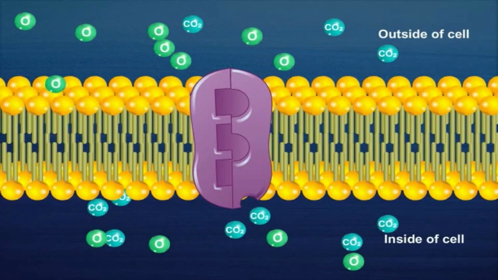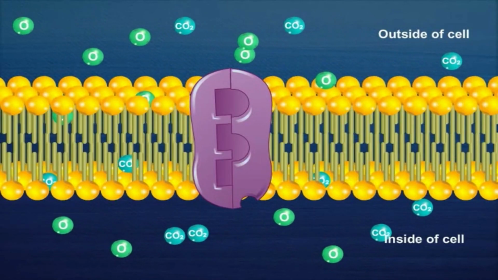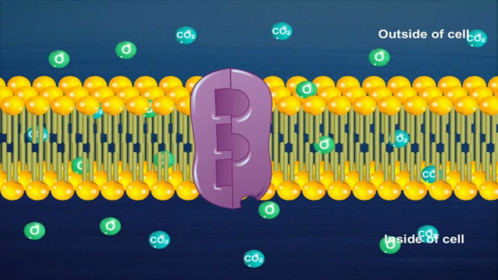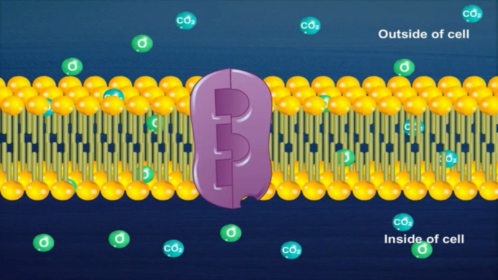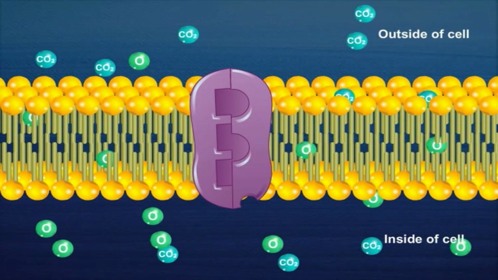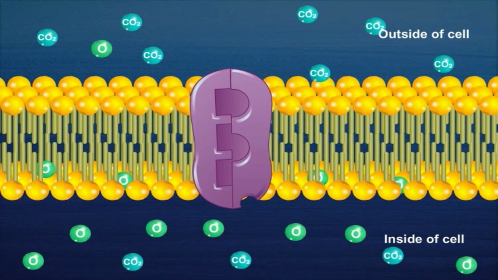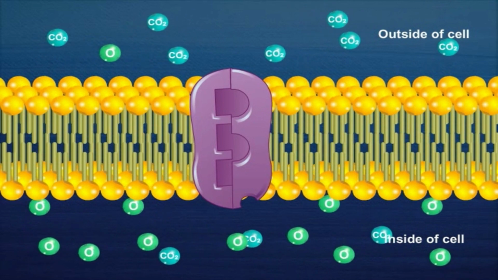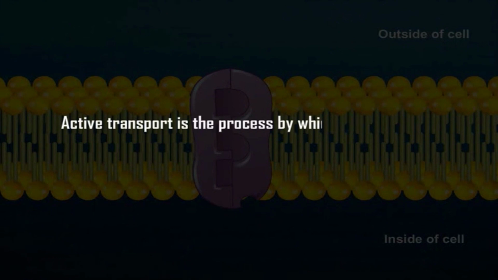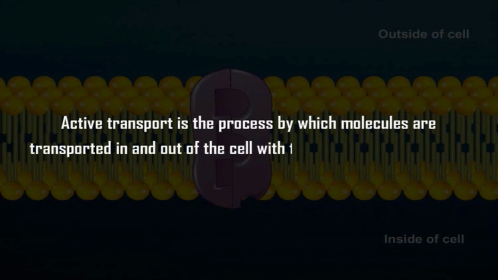Small molecules such as oxygen and carbon dioxide move in and out of the cell in accordance with their concentration, by diffusion. Let us now see how molecules are transported across the cell membrane against their concentration gradients. Active transport, you very well know, is the process by which molecules are transported in and out of the cell with the expenditure of energy.